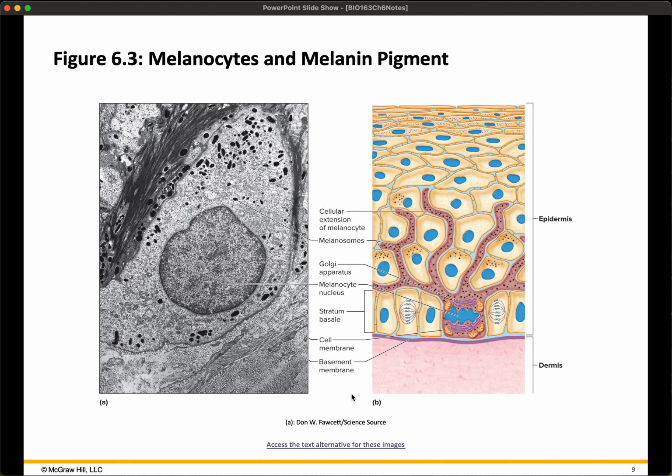Here is what these cells look like. You've got this melanocyte nucleus present. You can see it stuck in here, and it's secreting. There are these extensions that are creeping along in between the epithelial cells, and they have their melanosomes, which are little bits of melanin, of that pigment. Yeah, little pigment molecules of melanin.